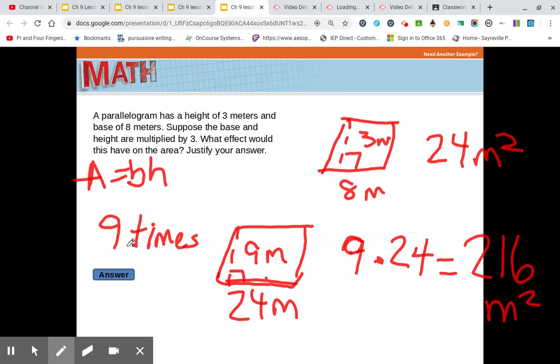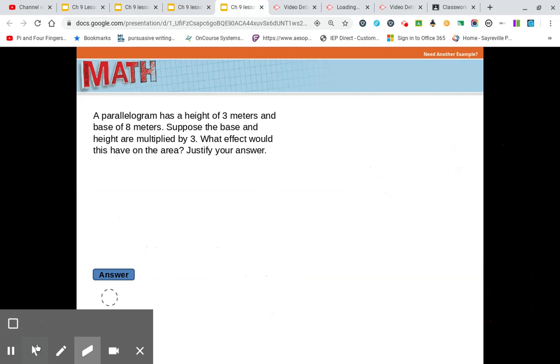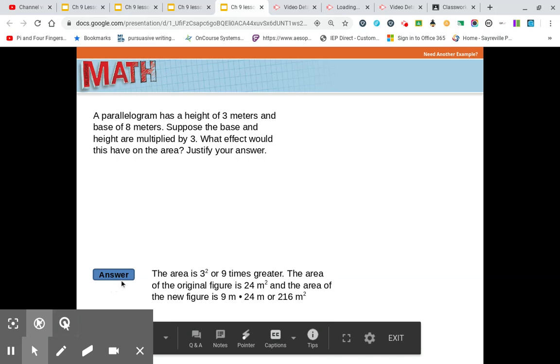But unfortunately, you have to show all this work in order to provide us with what we're looking for. So there you go. The area is 3 squared or 9 times greater. The area of the original figure is 24 square meters, as I showed you, and the new one is 216 square meters.